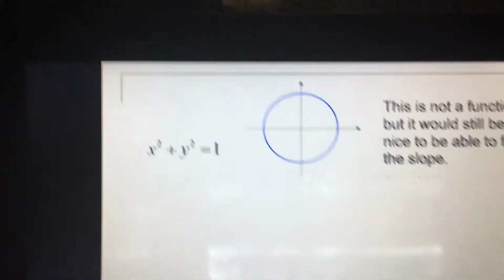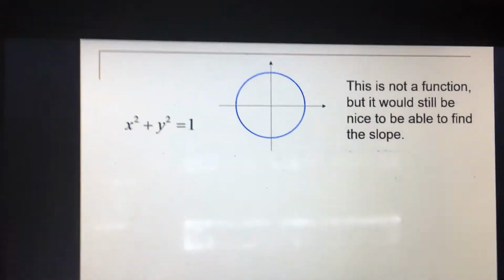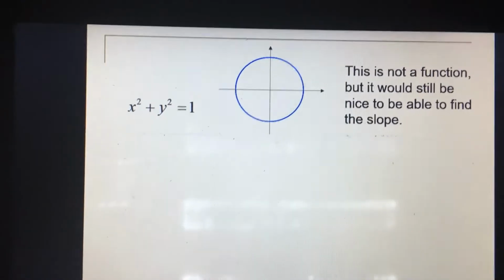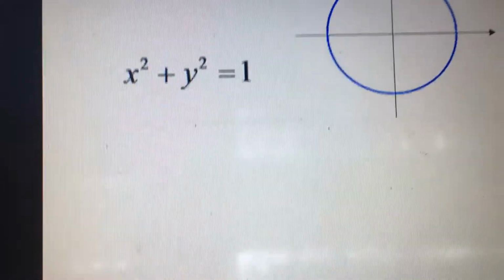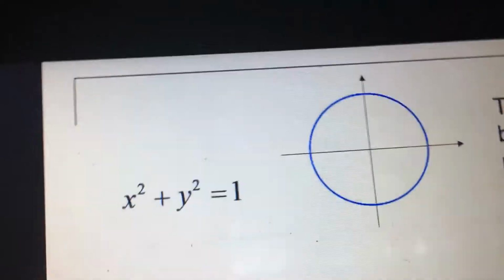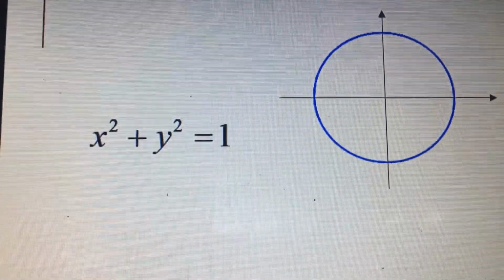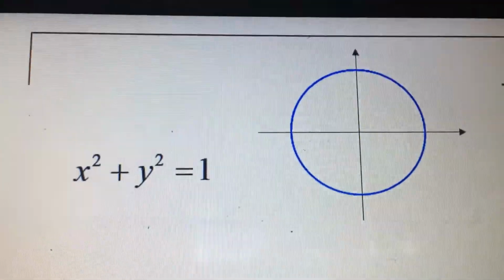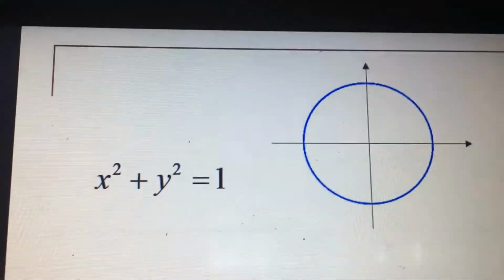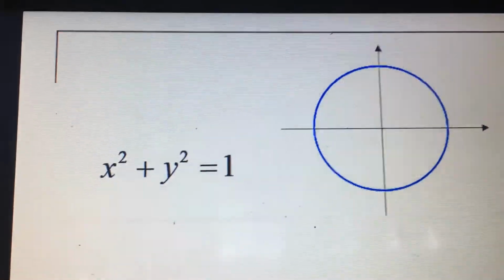So, how about this problem? So, this is not a function, but it will still be nice to be able to find the slope. Okay. x squared plus y squared is equal to 1. The derivative of x squared, we have 2x. And the derivative of y squared is 2y. Since y man siya, so we are going to put y prime after.